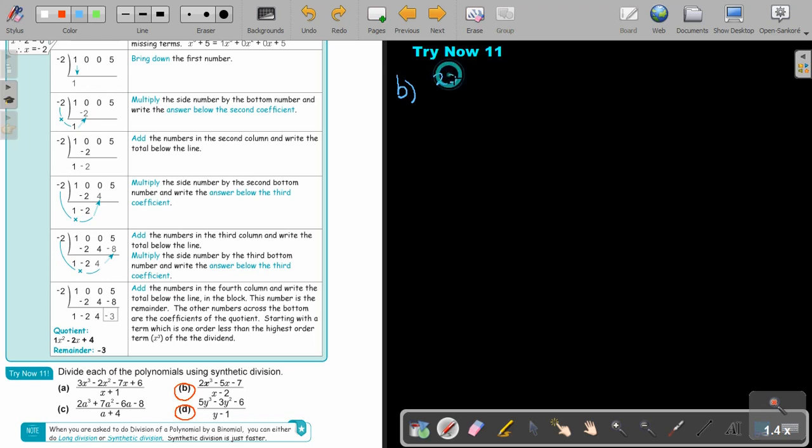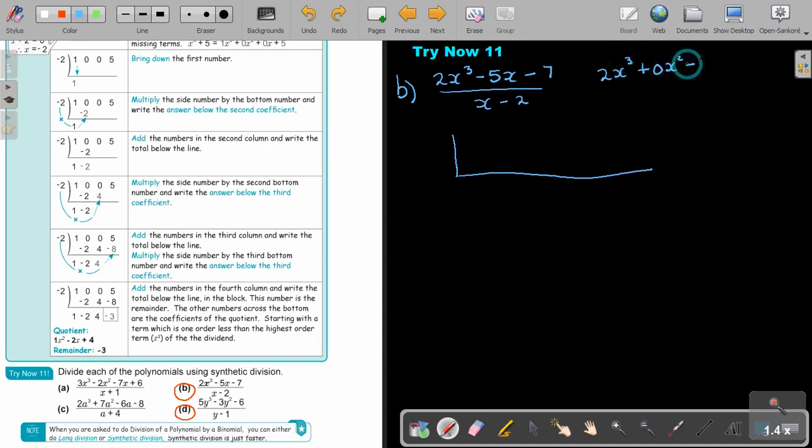Number B was 2x cubed minus 5x minus 7 over x minus 2. Again, we're going to make our block. I want to show you, it's actually 2x cubed plus 0x squared minus 5x minus 7. So the coefficients are 2, 0, negative 5, negative 7. If you put the divisor equal to 0, it's 2. Bring this one down, it's 2. Multiply, 4. Simplify, 4. Multiply, 8. Simplify, 3. Multiply, 6. Simplify, negative 1. And don't forget that one will always be your remainder.